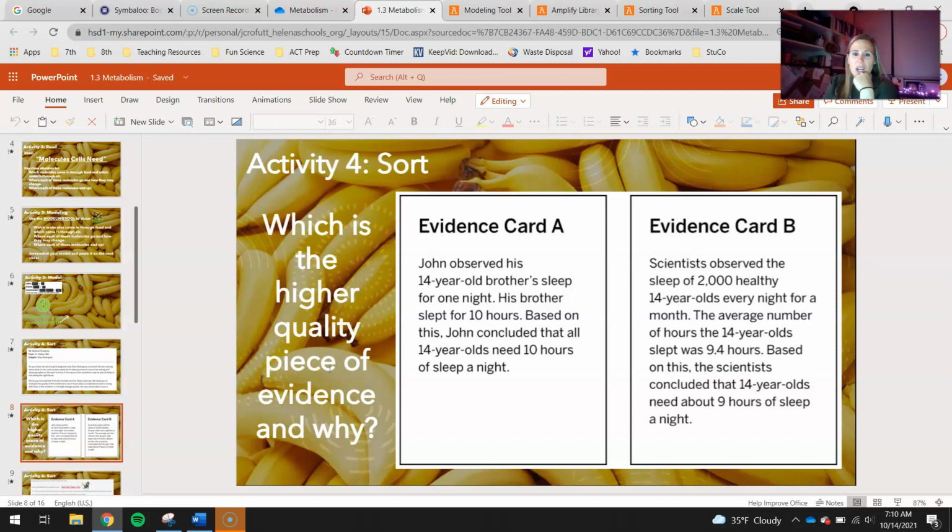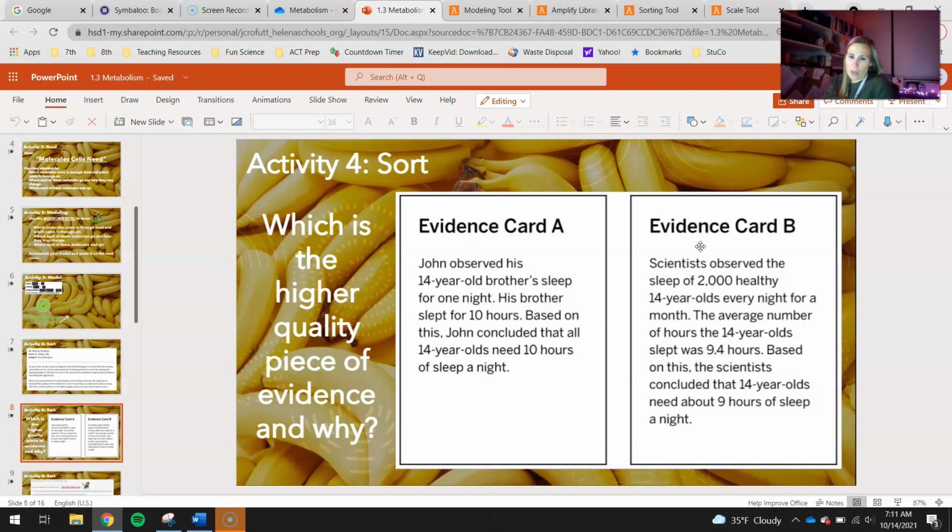What we see is evidence card A. John observed his 14-year-old brother sleep for 1 night. So basically, he watched his brother sleep. Not creepy at all. His brother slept for 10 hours. Based on this, John concluded that all 14-year-olds need 10 hours of sleep at night, just from watching his brother sleep from 1 night. Evidence card B: scientists observed the sleep of 2,000 healthy 14-year-olds every night for a month.